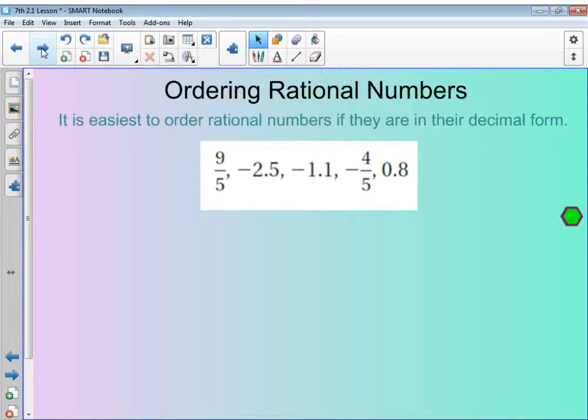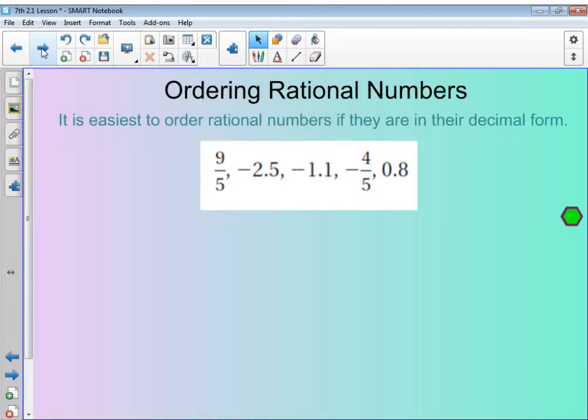In this lesson is ordering rational numbers. So you'll notice here we've got some fractions and some decimals. To me, unless you're really, really comfortable with fractions, it's probably easier to go through and change any fraction that you have into its decimal form.